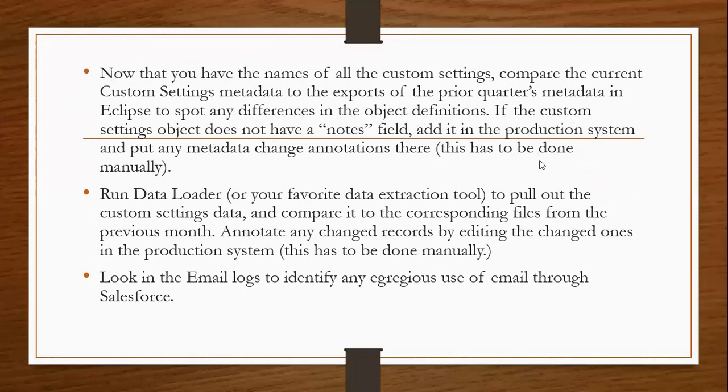This has to be done manually. Run data loaders or your favorite data extraction tools to pull out the custom setting data and compile it into the corresponding files for the month, and annotate any changed records by the editing and the changes done in the production system.